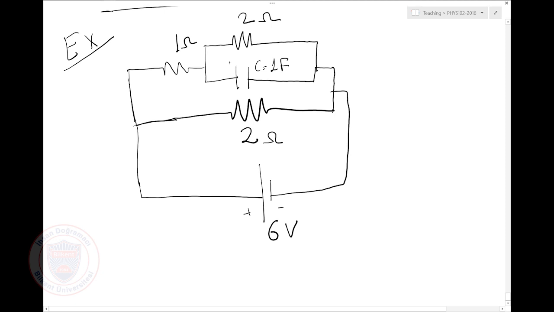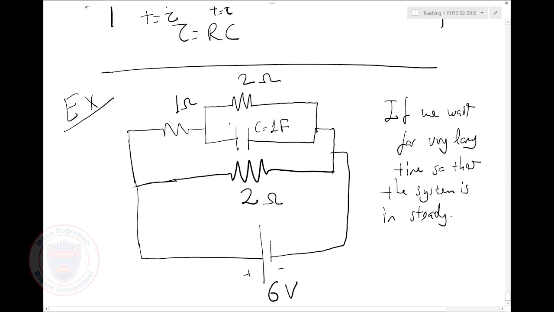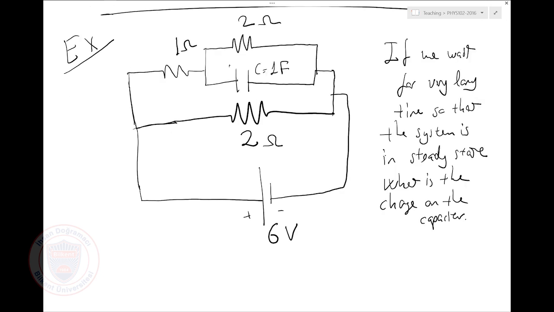And the question is, if we wait for a very long time so that the system is in steady state, what is the charge on the capacitor? Any ideas? Now, does everyone understand the question?